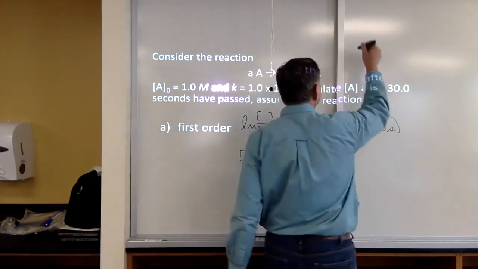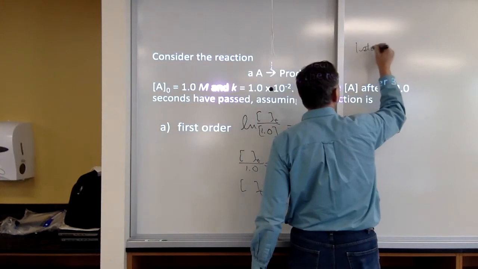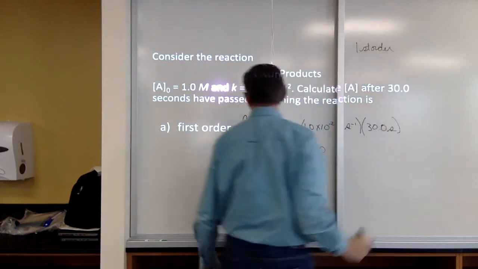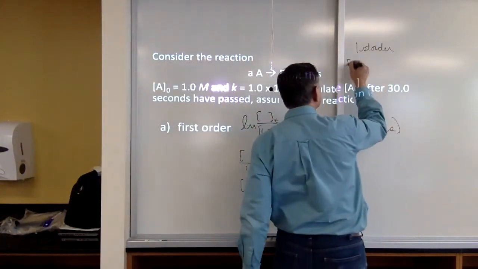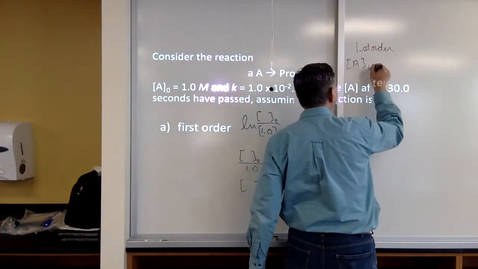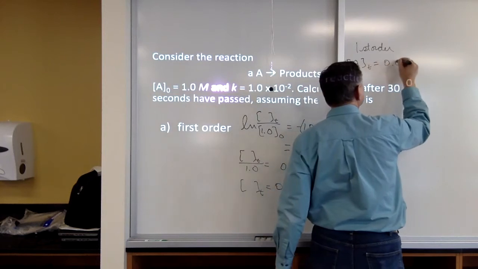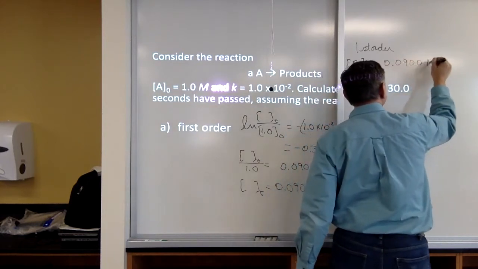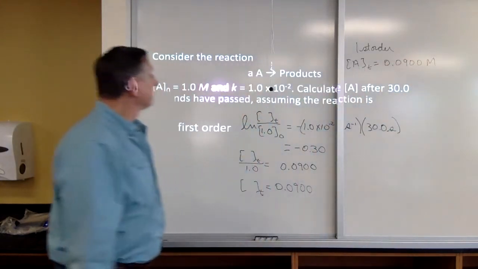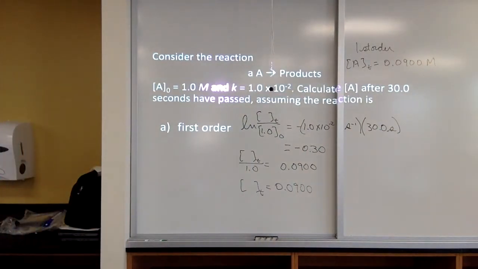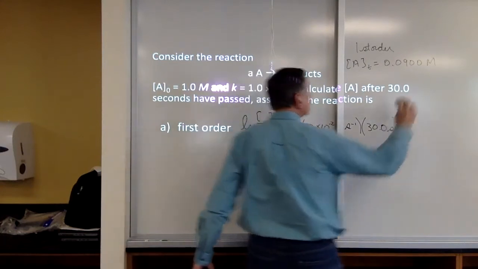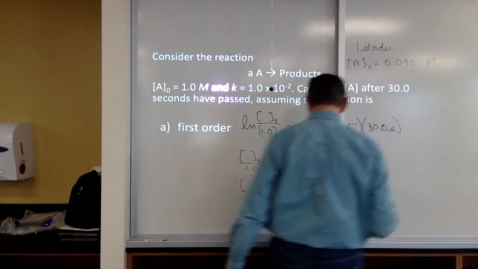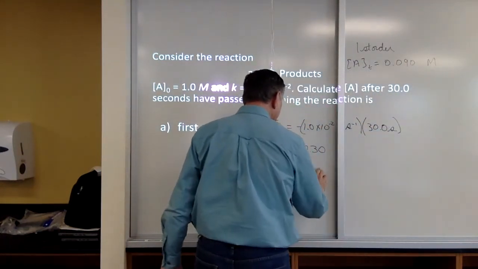that's it. So if it's first order, the concentration of A at time t is 0.09. Okay, I'm going to call it 0.9090, just because I guess we should be sticking with it.